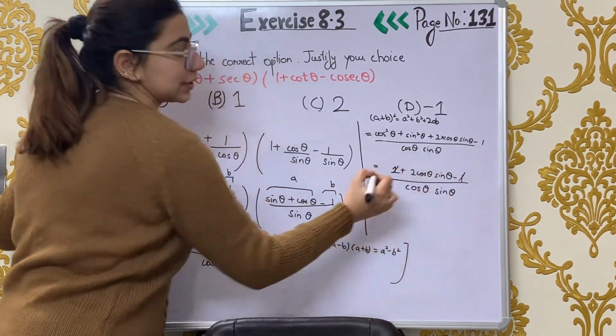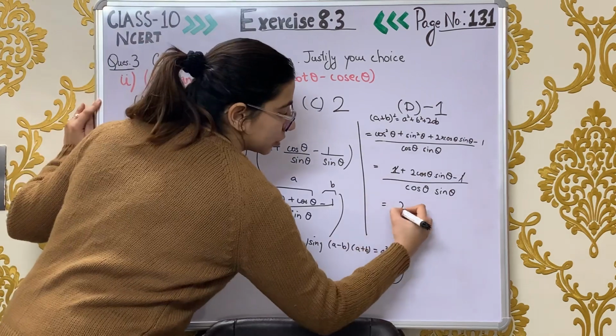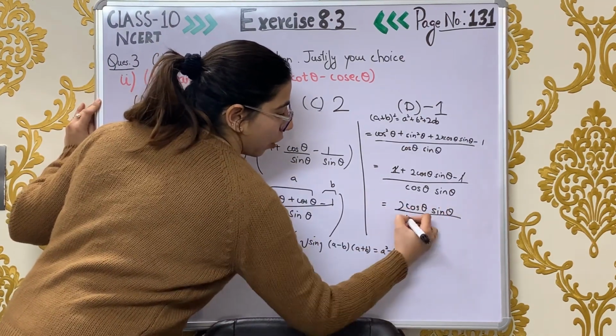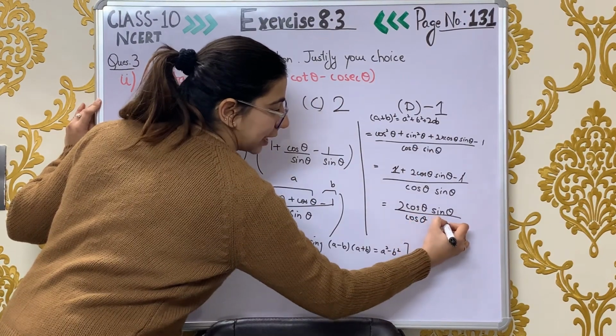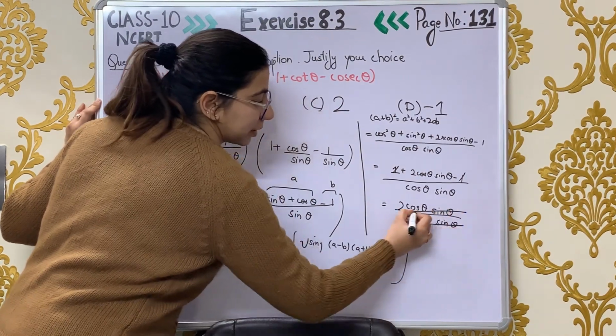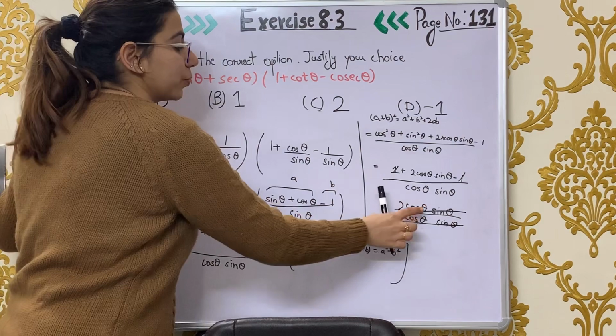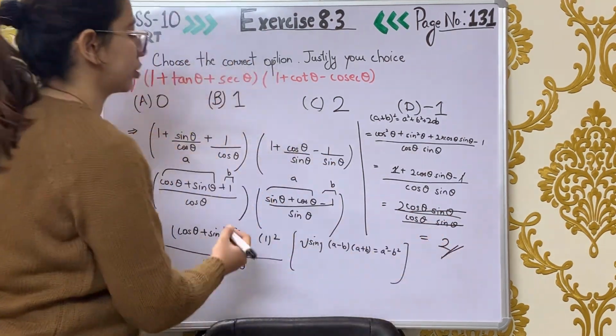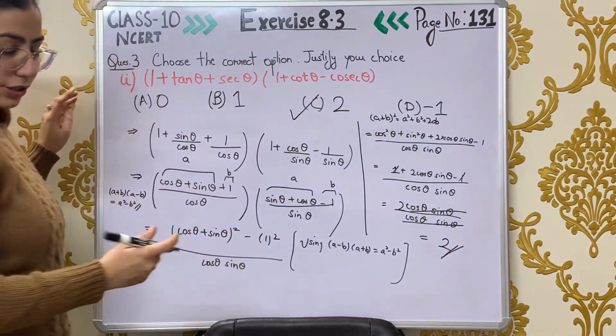Now the 1 gets cancelled with each other. We get 2 cos theta sin theta upon cos theta sin theta. Now the terms are same and they also get cancelled because numerator and denominator are same. So we get our answer as 2. So the correct option is C.